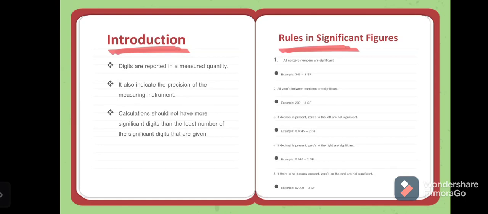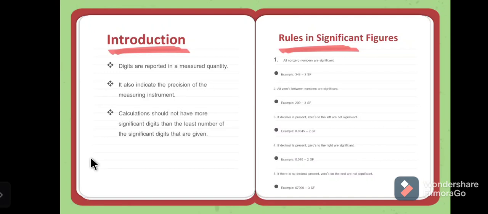And lastly, rule number 5. If there is no decimal present, zeros on the end are not significant. Example here is 67,900. It has only three significant figures because, as said in rule number 5, trailing zeros at the end are not counted.